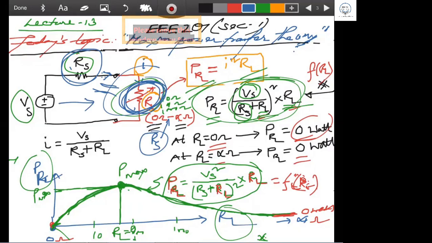All the children, do you understand or not? Yes, sir. Good. Understand. Excellent. That gives me encouragement. Otherwise, okay, this is RS equal to RL, the maximum power you get.